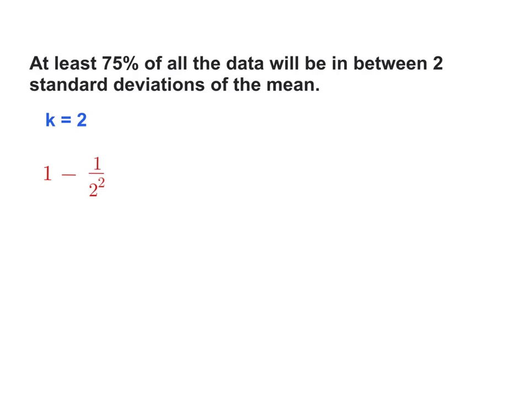What is 1 minus 1 over 2 squared? So it's 0.75, or 75%. So I just simplify that. When I have 2 standard deviations, and this is true for any set of data, at least 75% of the data, so I'm talking about that entire list of numbers, whatever it is, at least 75% of those numbers will be within 2 standard deviations of the mean.